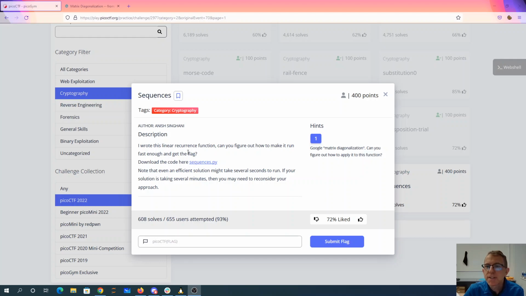I wrote this linear recurrence function. Can you figure out how to make it run fast enough and get the flag? Download the code here: Sequences.py.